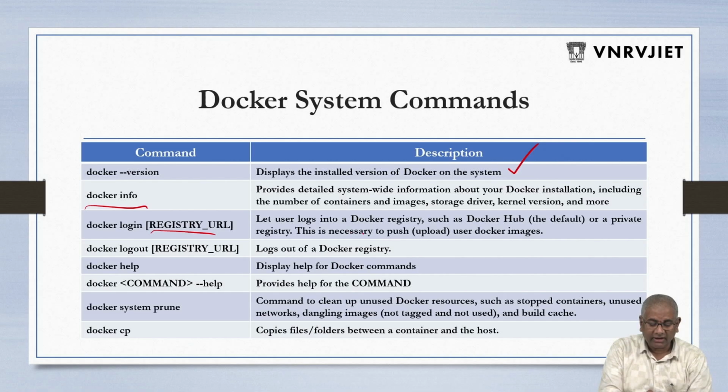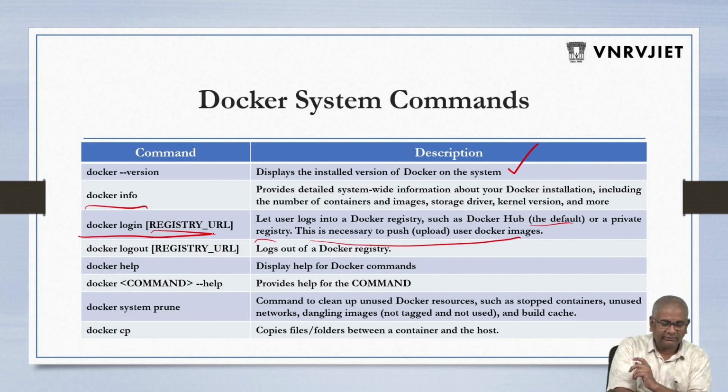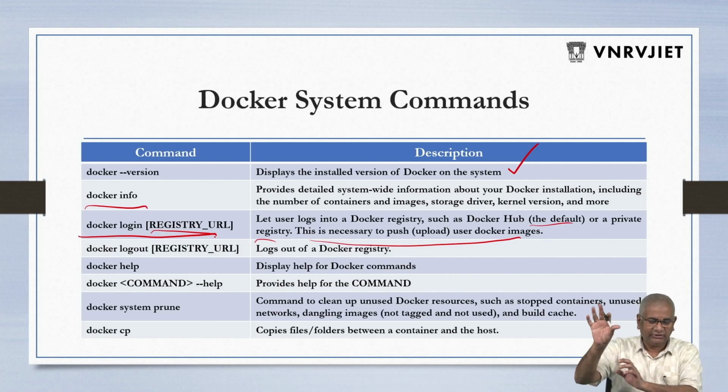docker login with a URL lets the user log into a Docker registry such as Docker Hub, the default one, or a private registry. This is necessary to push or upload user images. For example, I created a useful image and I want to give it to the public so that the public can also make use of it. Then I want to push it. In order to push that, I need to log into Docker Hub. This is how you can do it using docker login and the registry URL. It will ask you for a username and password and all that stuff.